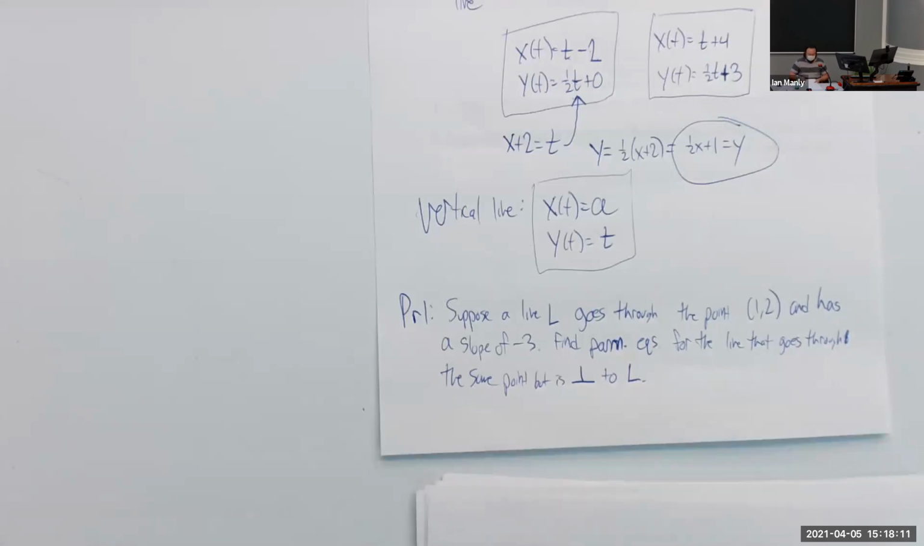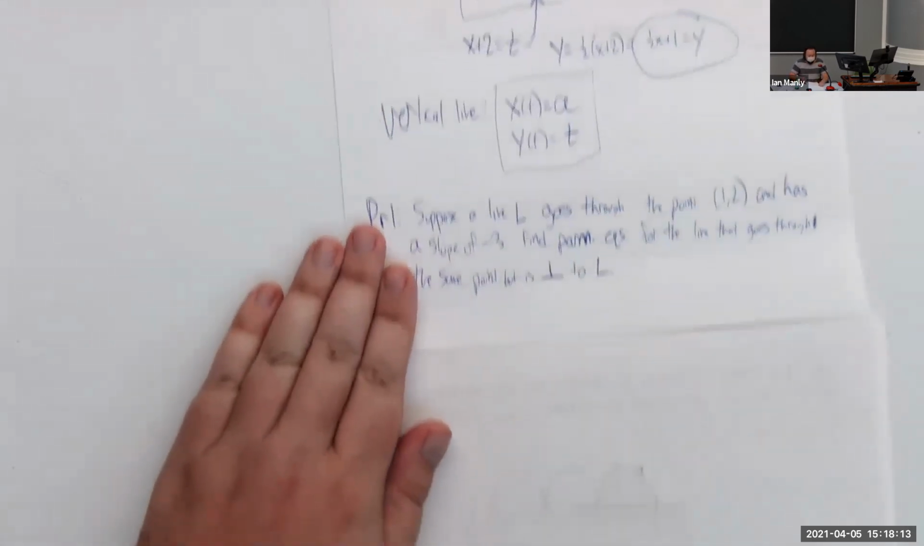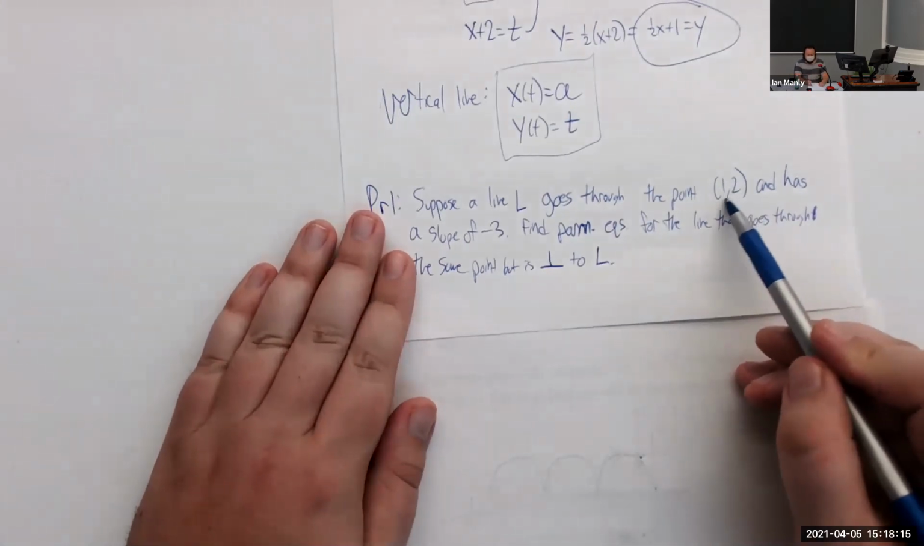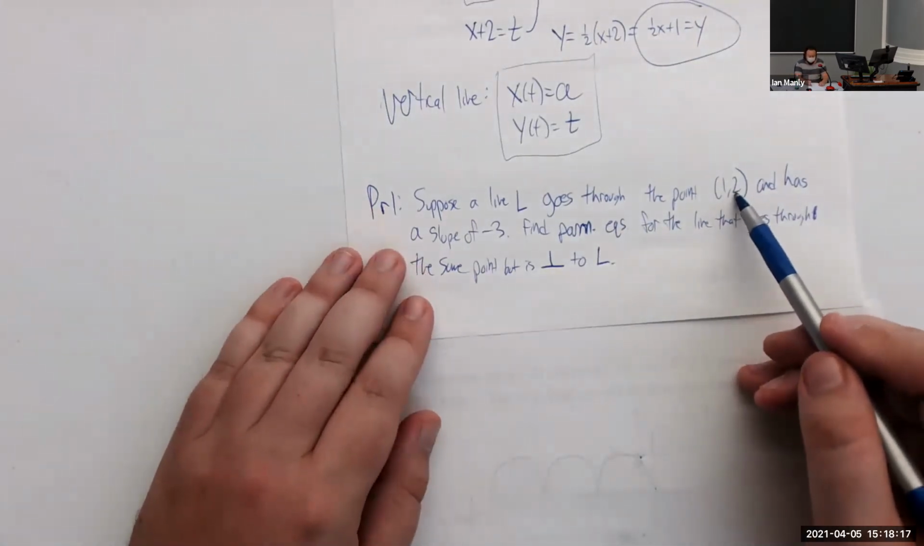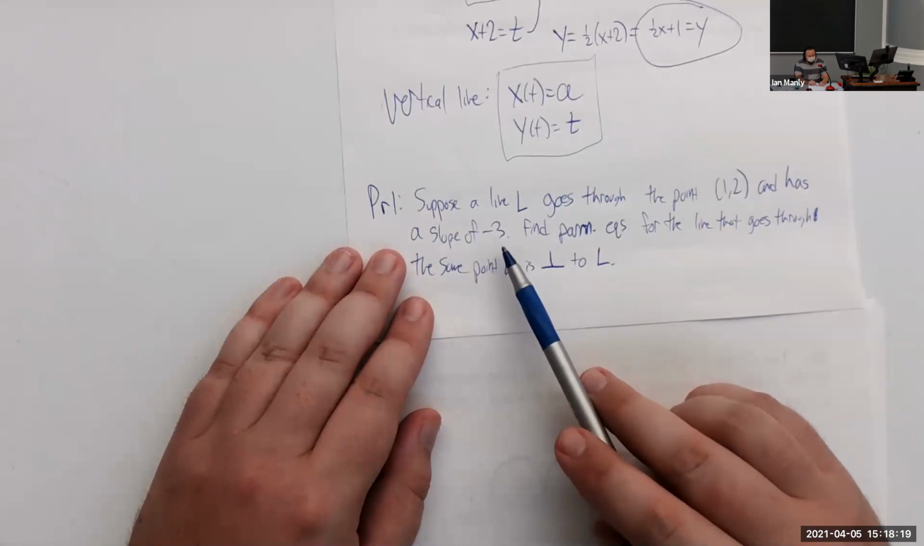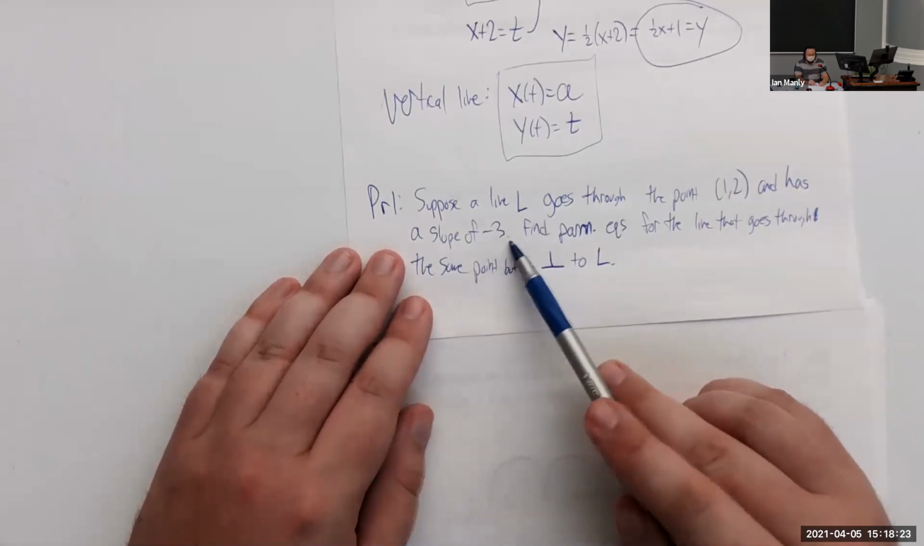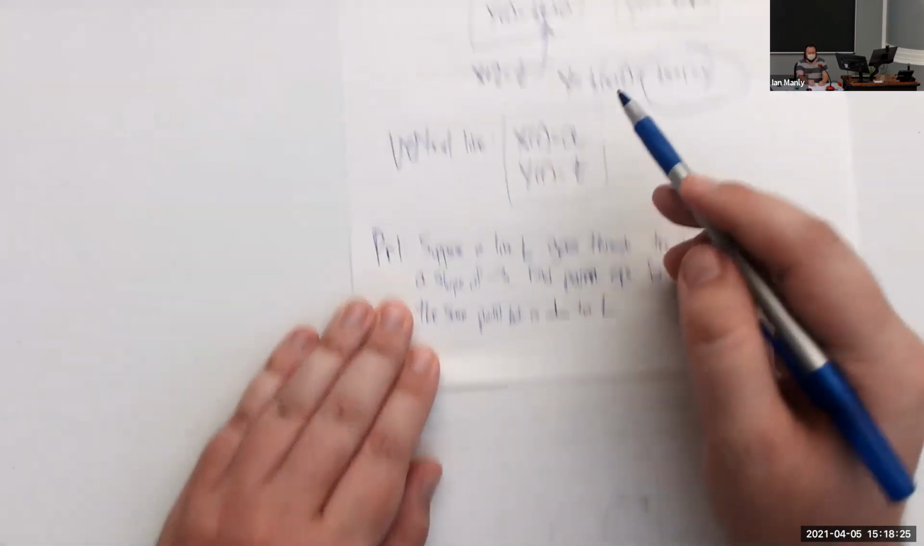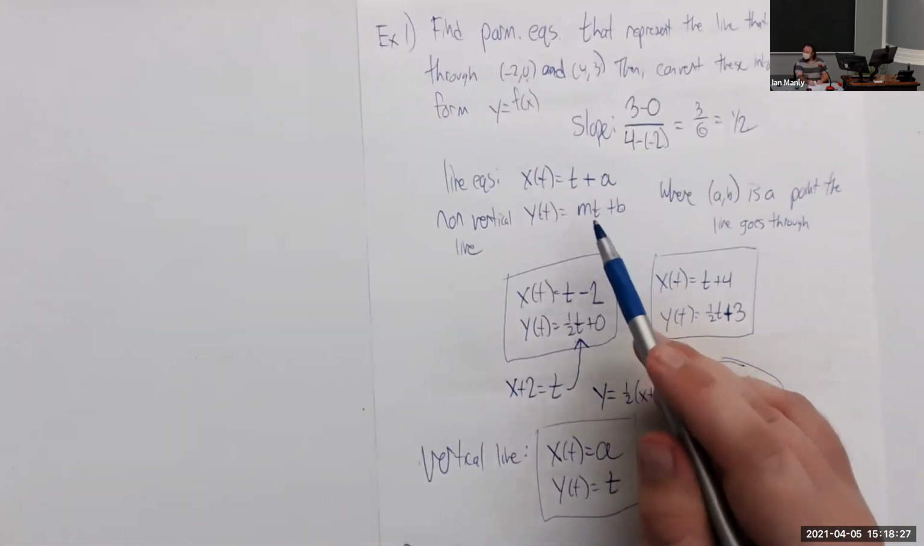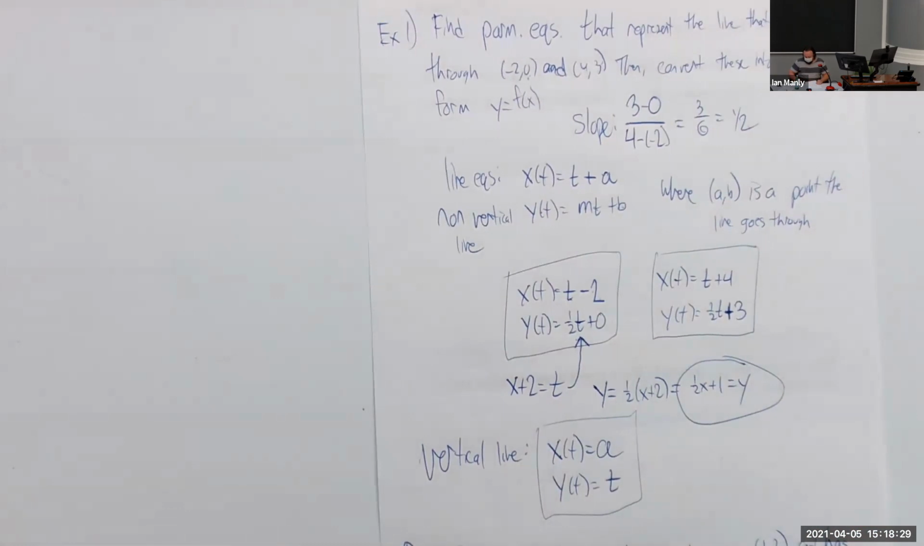All right, let's take a look at this. So we already know a point that this line goes through, right? And it doesn't really seem like it's going to be a vertical line being perpendicular to a slope of -3. That doesn't really strike me as anything vertical. So we're probably going to use these equations up here.